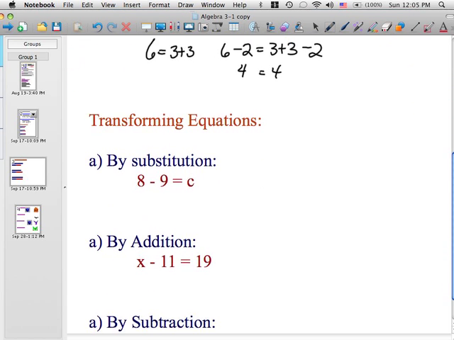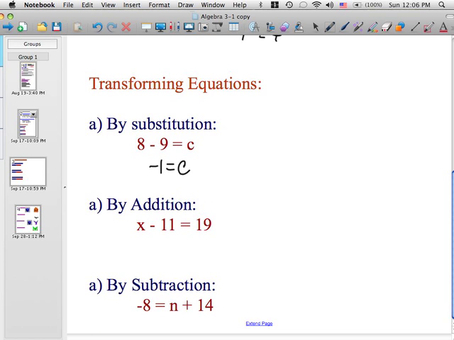One transformation will be using a substitution. That means that if I can solve or rewrite a mathematical phrase in a shorter form, I can do that. So 8 minus 9 is the same as negative 1. And I've actually solved the equation.